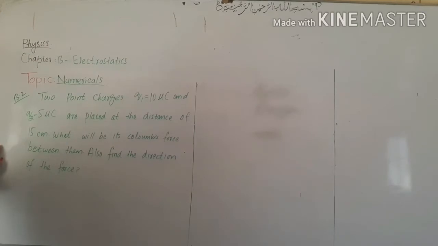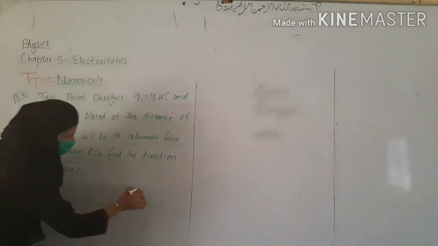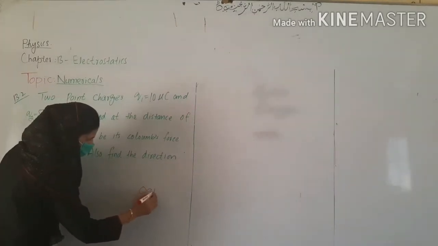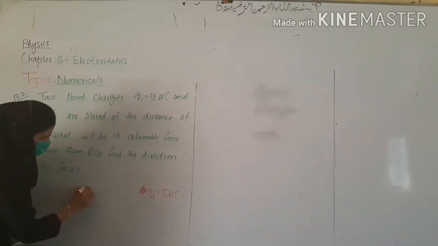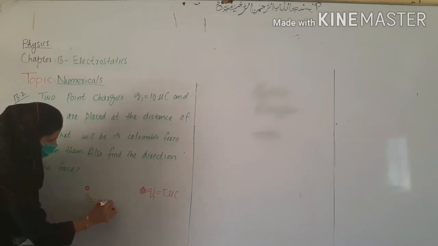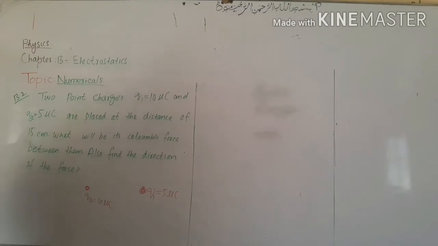Now the second numerical of this chapter, that is two point charges Q1 and Q2, that is 10 microcoulombs and 5 microcoulombs respectively, are placed at a distance of 15 centimeters. Suppose this is the given statement. You have charge Q1, suppose it has a value of 5 microcoulombs, and the other charge Q2, that is this, having a value of 10 microcoulombs. This is the amount of charges.